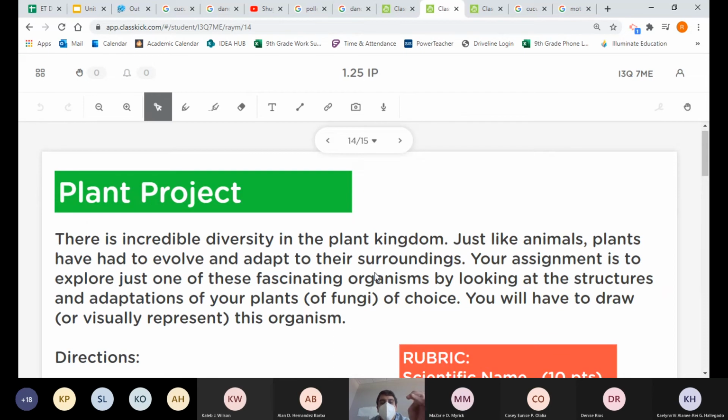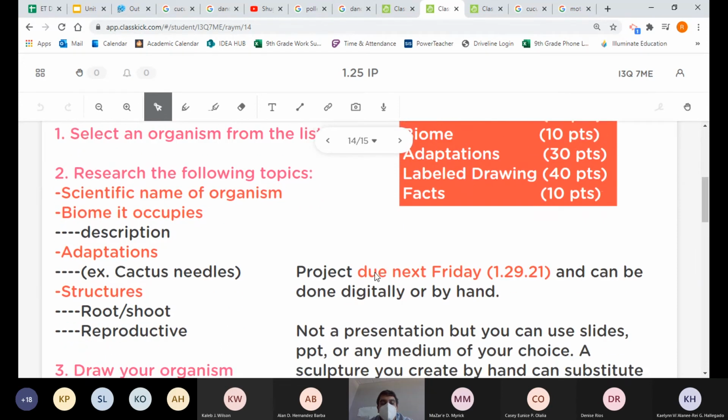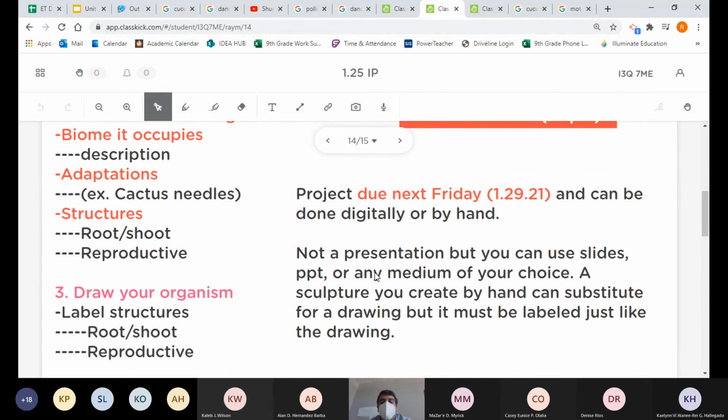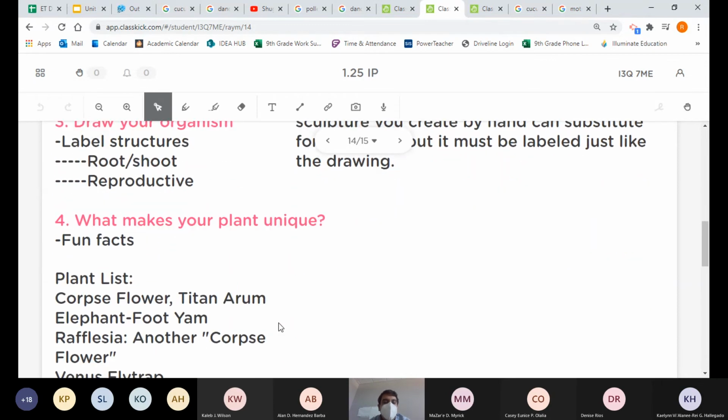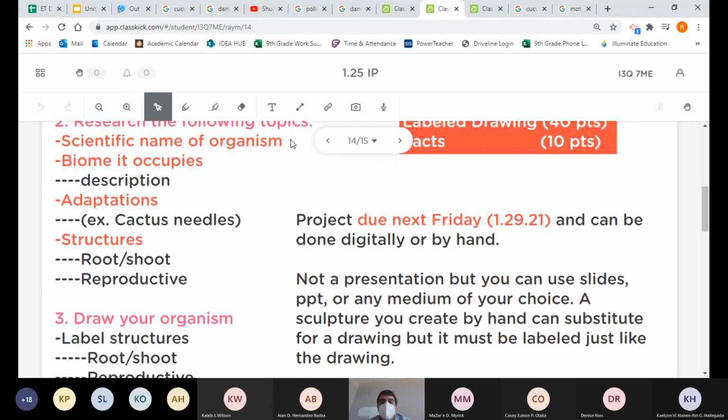Remember that this is going to be due on Friday, the same day as your test. You'll have all week to work on it. I'll give you some time in class, just like right now. Remember that you're picking a plant, researching its scientific name, the biome it occupies, basically where it grows, its adaptations, the structures it has, and then you're going to be drawing it or visually recreating it. If you want to do a painting, that's fine. If you want to do a model, that's fine. Clay works, aluminum, whatever. I just want you to visually represent your flower or plant. And then lastly, what makes it unique. So this will be due this Friday.